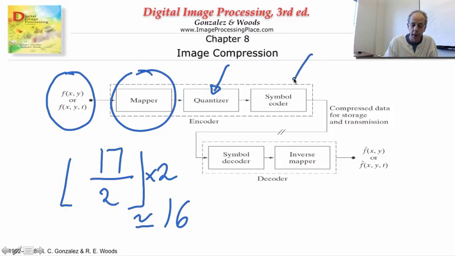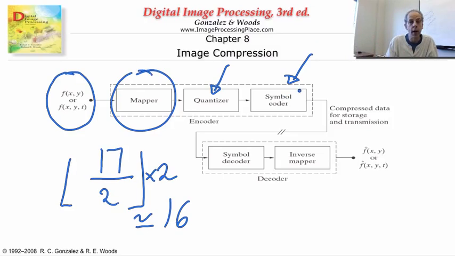The last part is the symbol encoder. Okay, I have done my mapping, I have done my quantization, now I have a value in my hand that I need to transmit. And I want the receiver on the other side to get exactly that number. That's where information theory comes into play, because information theory tells us how to do this very, very efficiently, both in computational time and to achieve compression.